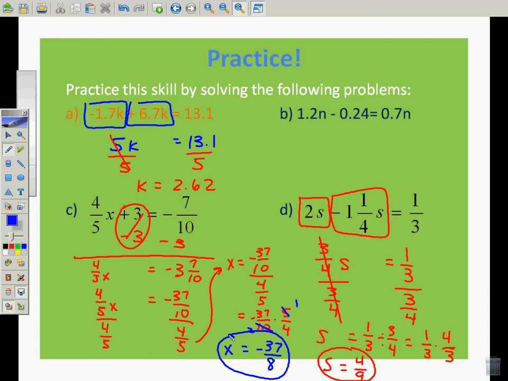So that is solving equations with decimals and fractions. Good luck.